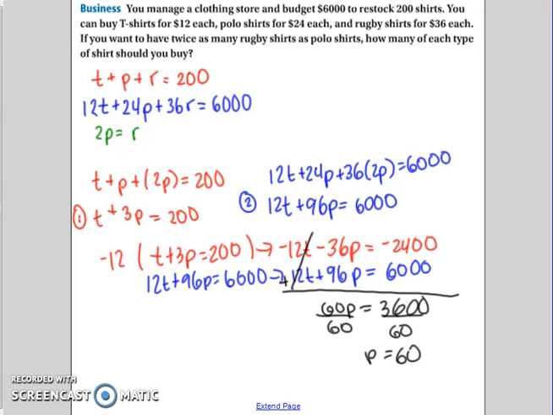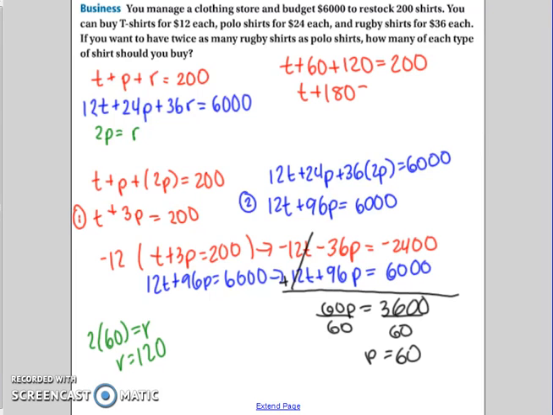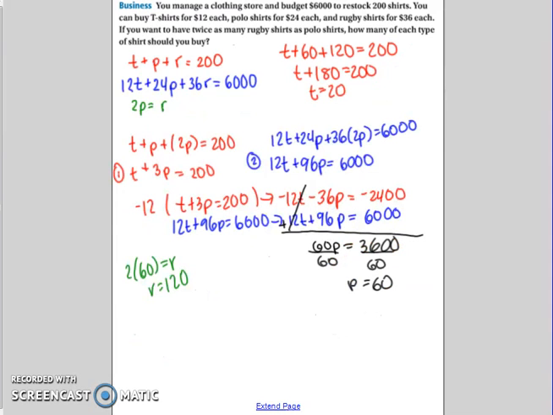So since I know there's 60 polo shirts, I can plug that back in now and say 2 times 60 equals R. So R equals 120. And now that I know R and P, I can go to my original equation and find T. So T plus P, which is 60, plus R, which is 120, equals 200. So when I go to solve this, I have T plus 180 equals 200. So T equals 20.